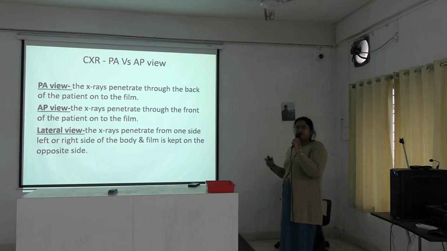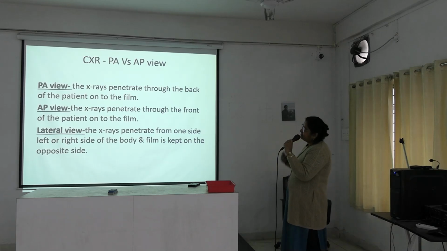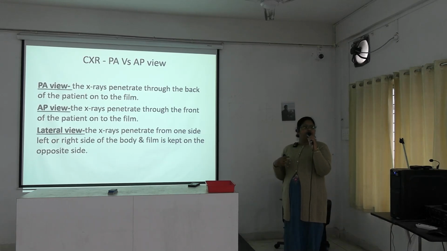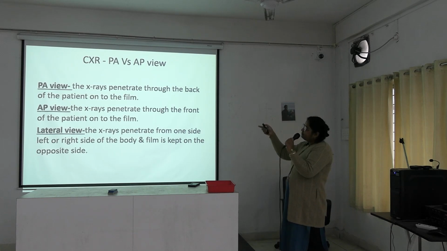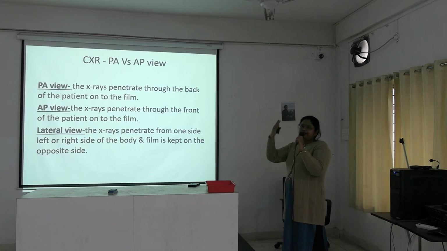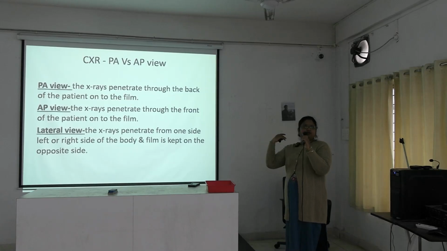Okay, so chest X-ray PA view versus AP view. What is PA view? We have already discussed this during the skull X-ray. Postero-Anterior view, and AP is Antero-Posterior. This represents the direction of flow of the X-ray. In PA, the X-ray goes from posterior to anterior, and anteriorly the plate is kept. In AP view, the X-ray passes from anterior to posterior, and posteriorly the plate is kept.